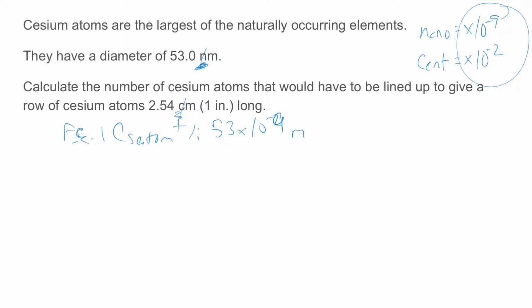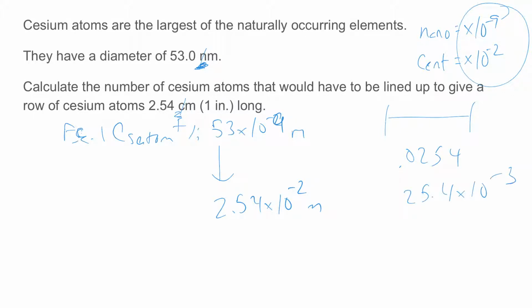We also know that we want this thing to not be 53 times 10 to the negative 9th meters. We want it to be 2.54 times 10 to the negative second meters. So we've got to multiply. I think it's easier to change this here to 0.0254. So that would mean that we have 25.4 times 10 to the negative third. Let's just change it to that. 25.4 times 10 to the negative third. And I'll explain in a second why we're doing that.